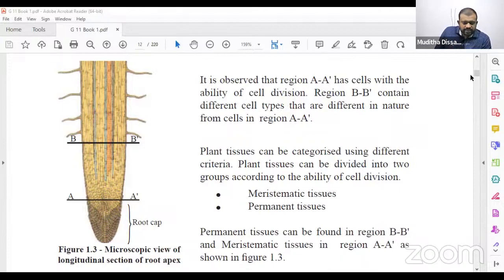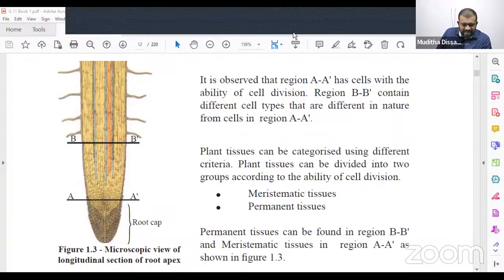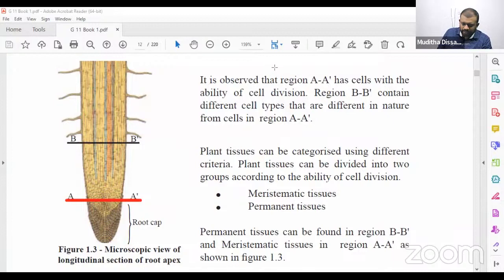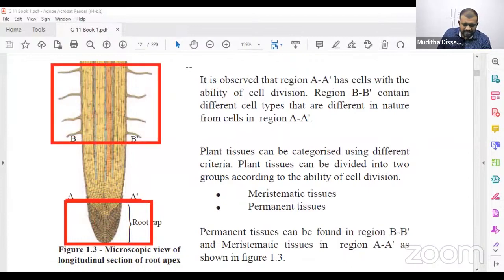It is observed that region AA dash, what is AA dash? Let's move on to this one. Region AA dash, that means this region, has cells with the ability of cell division. Now, if you take a root, later we are going to learn all the information. In a root, the cells of this area every time divide, like cell factories. Region B B dash contains different cell types that are differentiated in nature, formed from cells in AA dash. That means in the B B dash region, the cells produced here are differentiated.